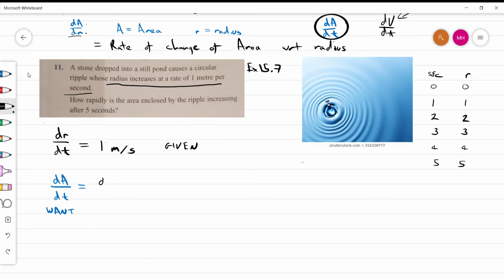We know that we want to find out this. So we're given dr/dt. Now I'm sure you'll see that the right hand side and the left hand side of this equation are not equal. But what we'll do is this.